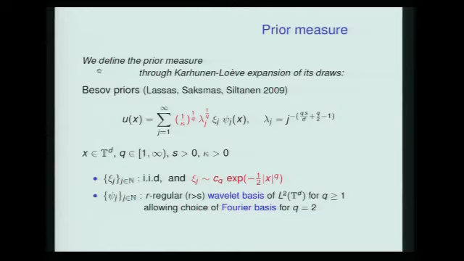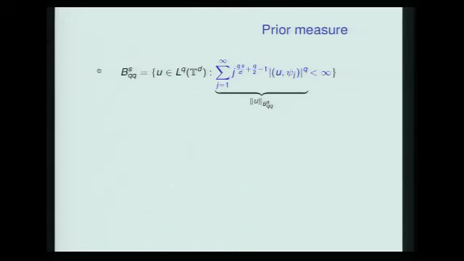Why they choose lambda_j in this form, I'll just mention it quickly. I remind you that the Besov spaces B^s_{qq} with this particular exponent are defined as the space of functions in L^q such that the components of u in the basis psi_j, weighted like this, give a finite sum.